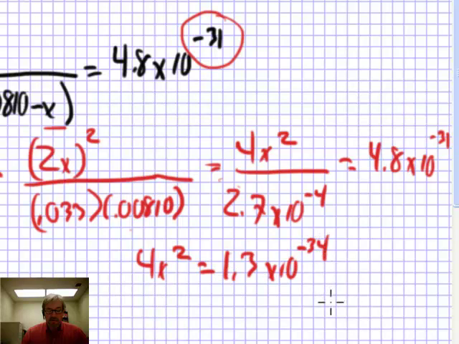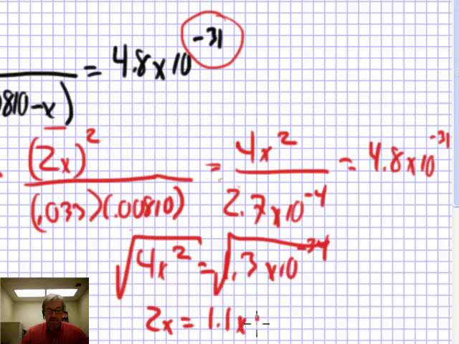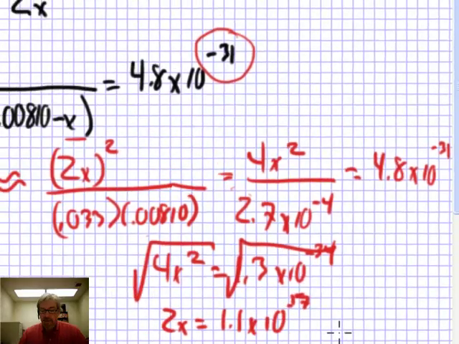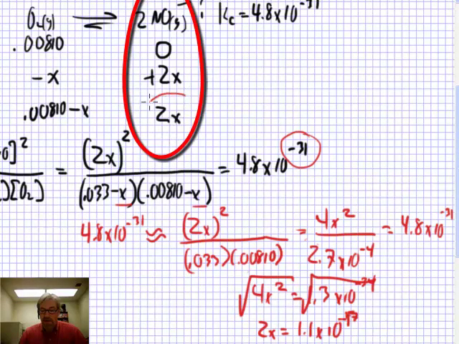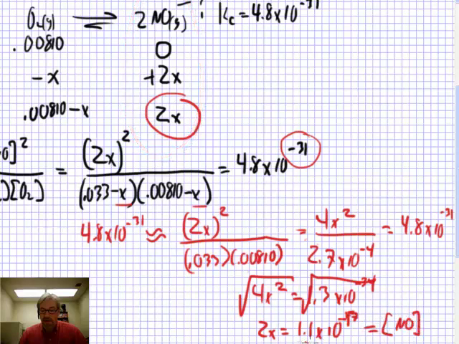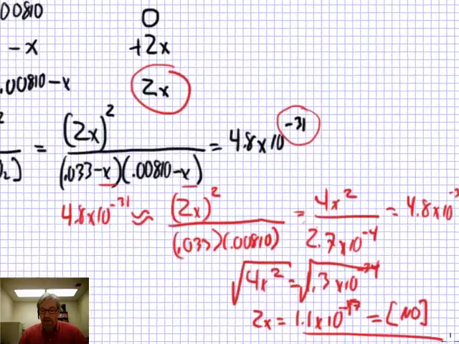So if I take the square root of both sides, I find that 2X is equal to 1.1 times 10 to the negative 17th. And what I'm trying to find is the concentration of NO at equilibrium, and that's equal to 2X. So I'm done here. The concentration of NO at equilibrium is equal to 1.1 times 10 to the minus 17th.